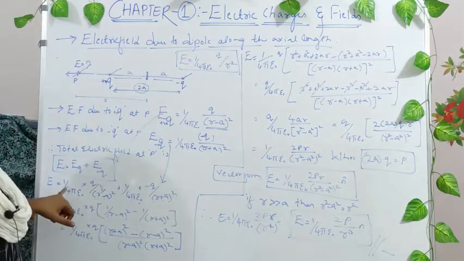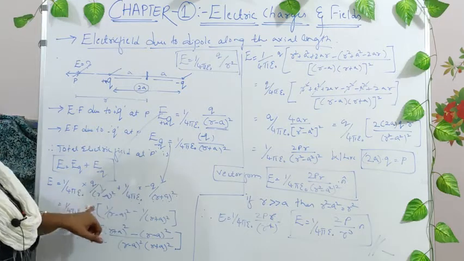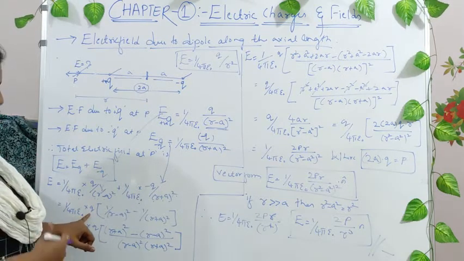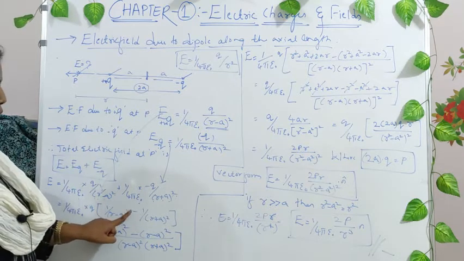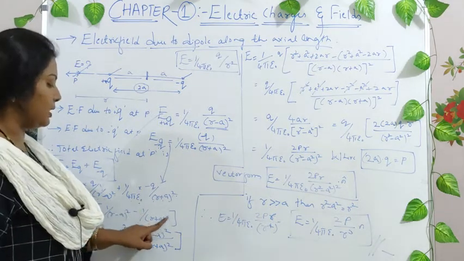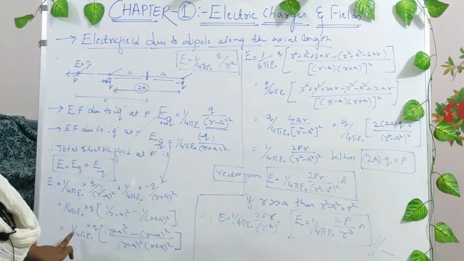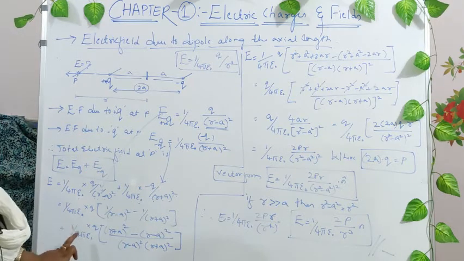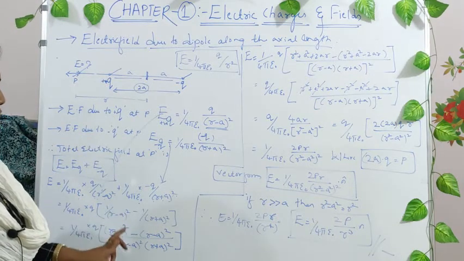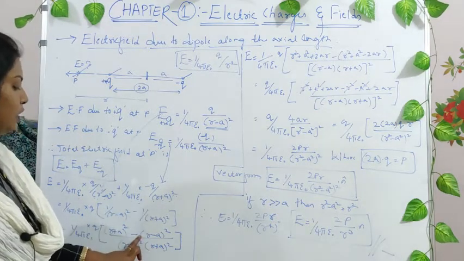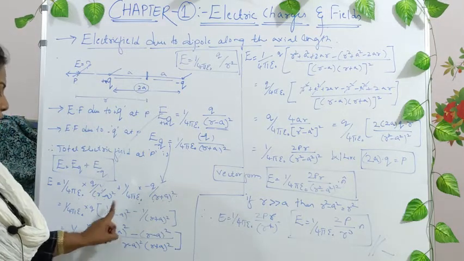Now you just follow this: 1 by 4 pi epsilon naught and Q. Both the terms have Q, so you take it common. So 1 divided by 4 pi epsilon naught into Q, right? What is remaining here? 1 divided by R minus A whole square minus 1 divided by R plus A whole square, right? This is remaining. Now next you take the LCM. After taking LCM, again you write the same thing, 1 divided by 4 pi epsilon naught into Q. After taking the LCM, this R plus A whole square will come here, R minus A whole square will go there, right? Now you simplify this particular equation.